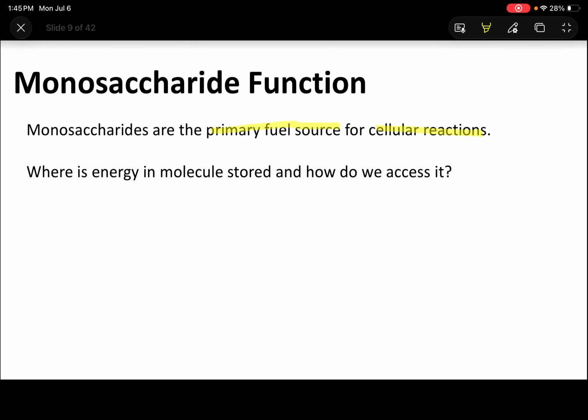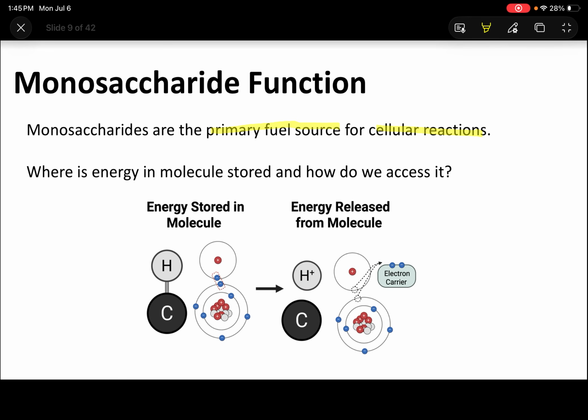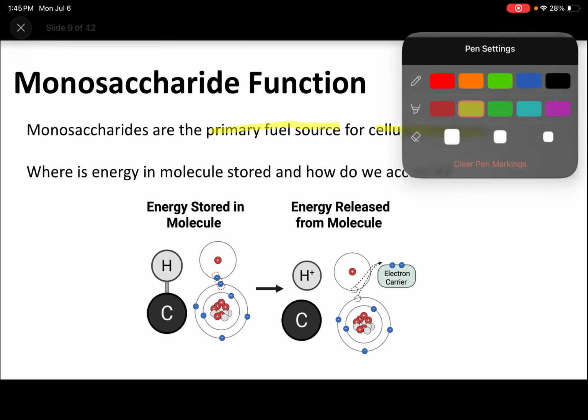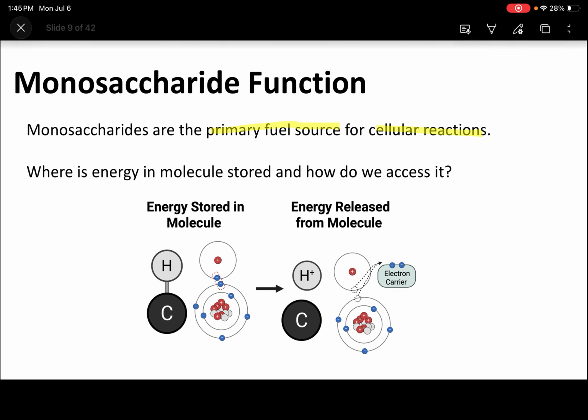So when we think about where the energy is in this monosaccharide, the energy is stored in the chemical bond. For example, we have the bond here between carbon and hydrogen, and this is a covalent bond, meaning it's sharing the electrons. And those electrons are what we want. This is the energy that we want.